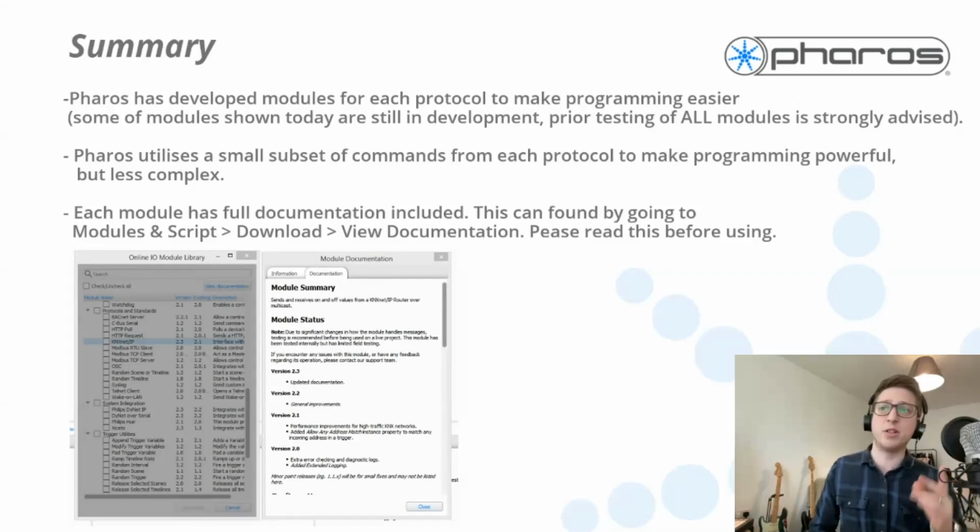And then finally, if you want to find out more information about the IO modules themselves, I've already said this, but I just really want to make it clear. You can view documentation now in 2.8 by selecting the module after you hit the download button and then going to view documentation. Make sure that you have a read through that. And of course, just let us know your thoughts.